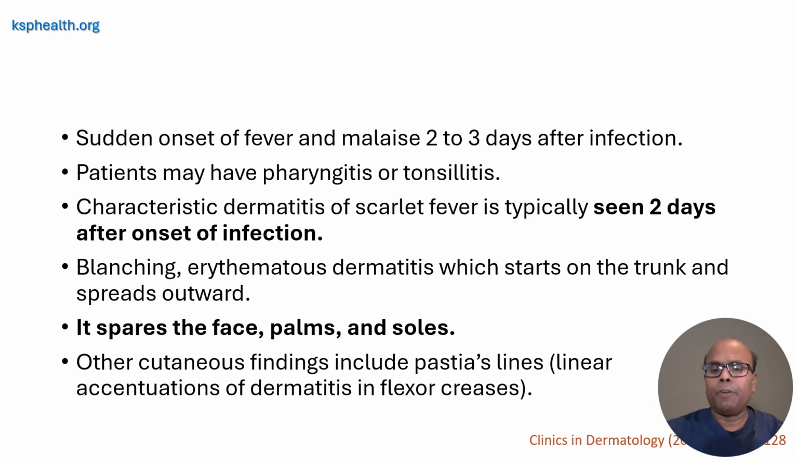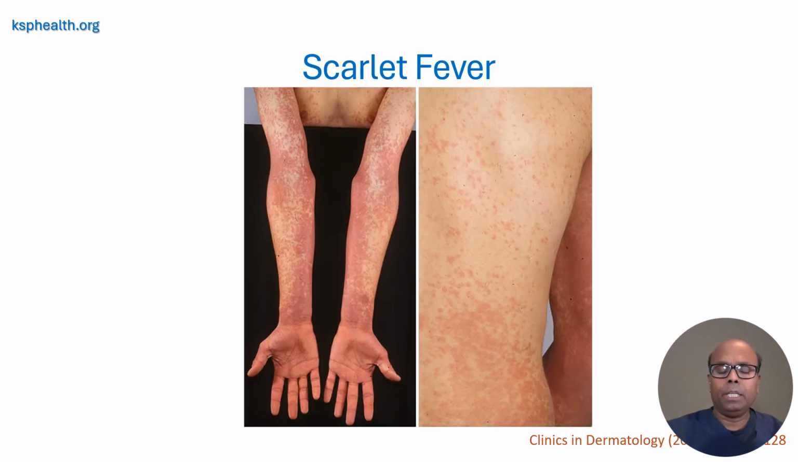The characteristic dermatitis of scarlet fever is typically seen 2 days after onset of infection. It is a blanching erythematous dermatitis, which starts on the trunk and spreads outward to the face, palms, and soles. Other cutaneous findings include Pastia lines, meaning there are linear accentuations of dermatitis in flexure areas. As you can see, there is sparing of the hands, and it starts as discrete, then becomes confluent and presents on the trunk and extremities.